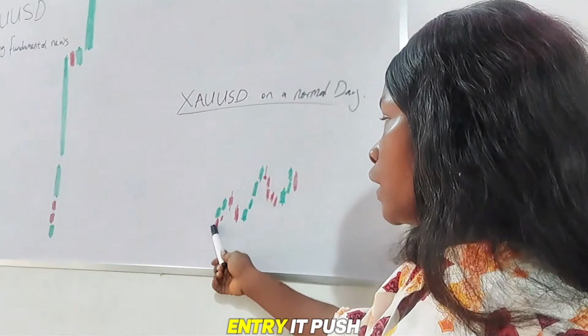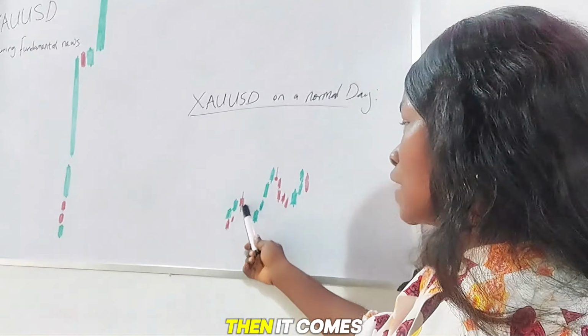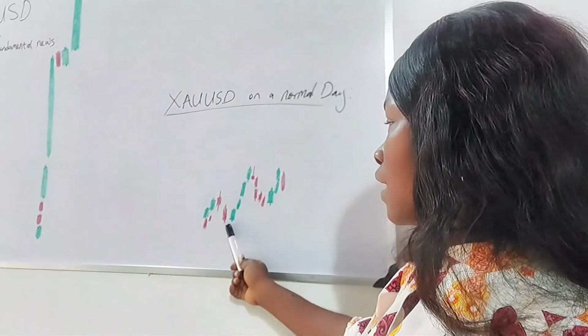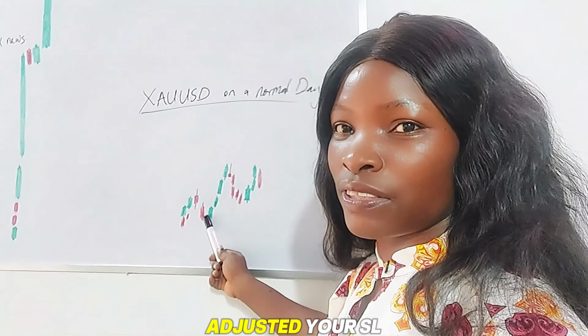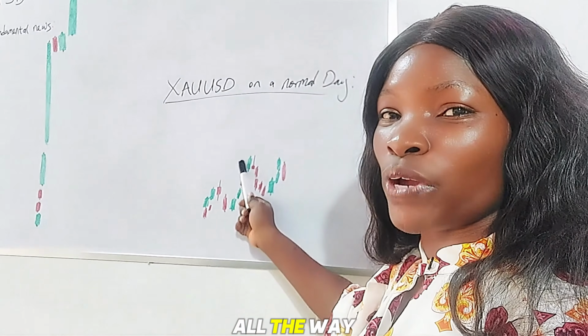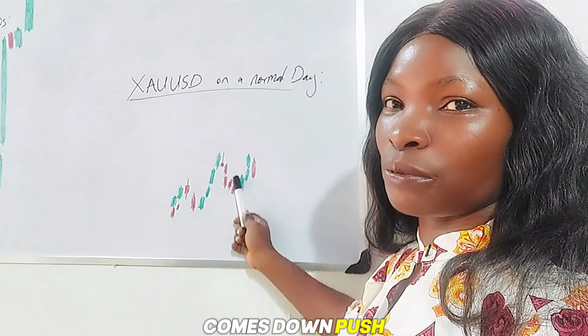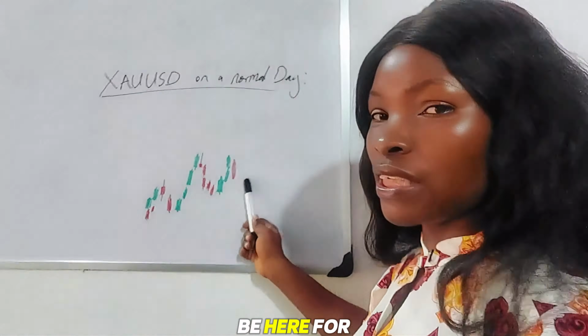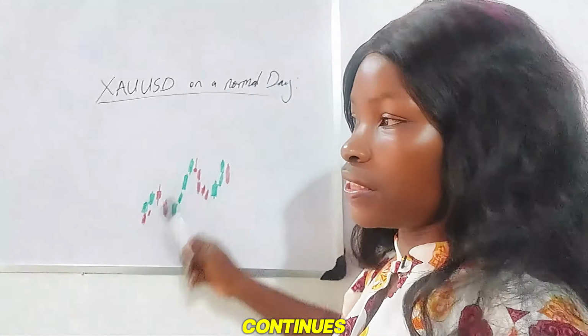You make your entry, it pushes all the way up, then it comes right down again. Sometimes you have even adjusted your SL, then it will tip your SL and then push all the way up again. It comes down, pushes up. Sometimes it will be here for a couple of hours before it continues.